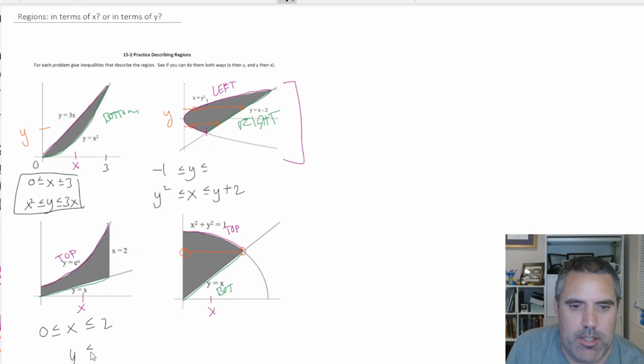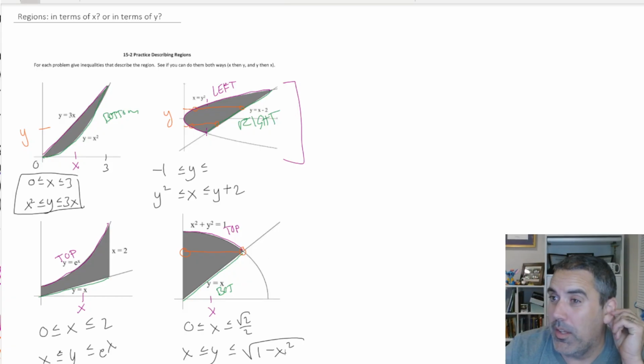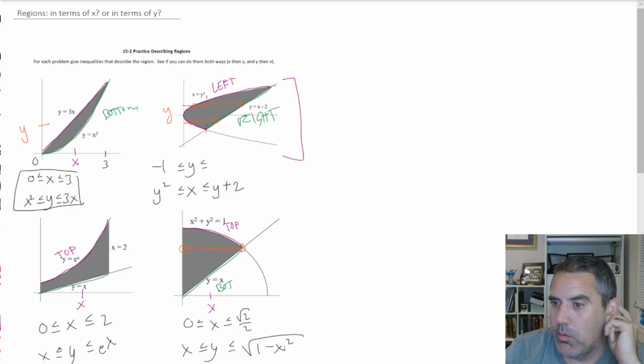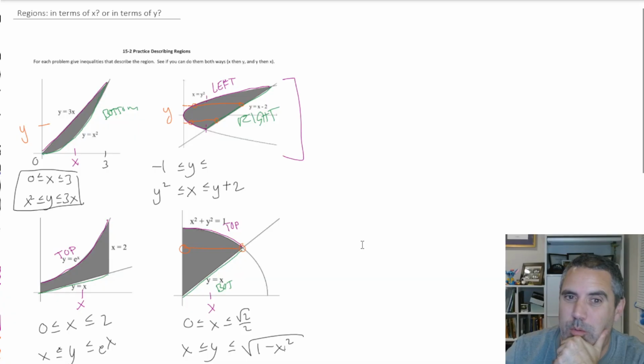For any given X, Y is between X on the bottom and e to the X on top. This one I would say X is between 0 and wherever that is, which I think is square root of 2 over 2, and Y is between X and the square root of 1 minus X squared. So that's the game. We want to practice and practice till we get good at that. My solutions actually do these both ways, but I just want to give you that as a start.